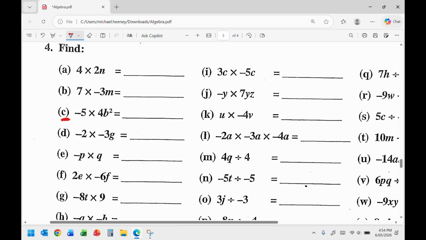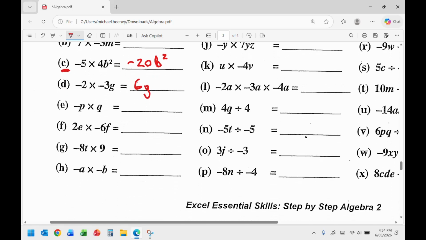Looking at C here, minus 5 times 4, 4 5s are 20, but it's minus, so minus 20. What letters do I have? I've got B, and how many? I've got 2 of them. Next one, 2 3s are 6, minus times a minus is a positive, so it's just positive 6. I've only got G as my letter, 6G is my answer.